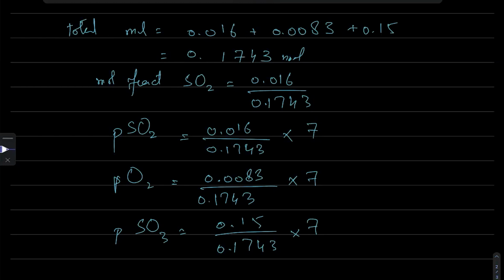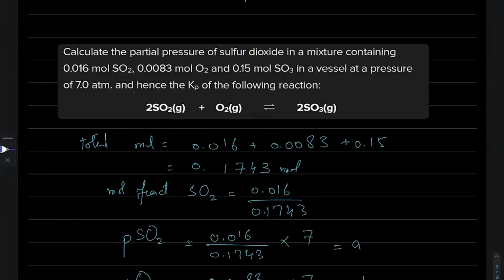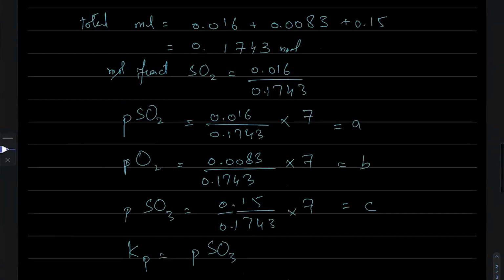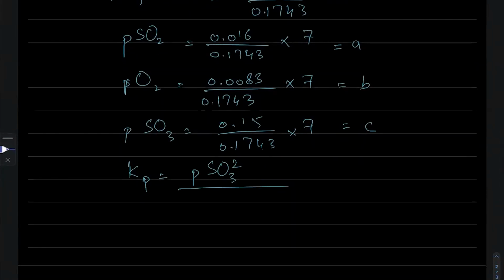Now let me say that this has a value A, this is B, this is C. So how do I find Kp? Really simple. I just find Kp: the pressure of sulfur trioxide squared, divided by the pressure of sulfur dioxide squared times the pressure of oxygen. So this is going to be C squared over B squared times A.